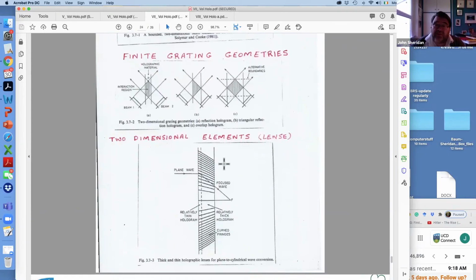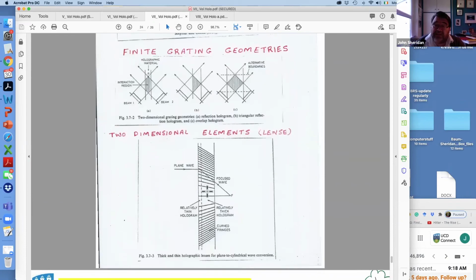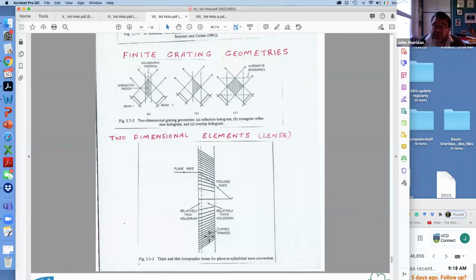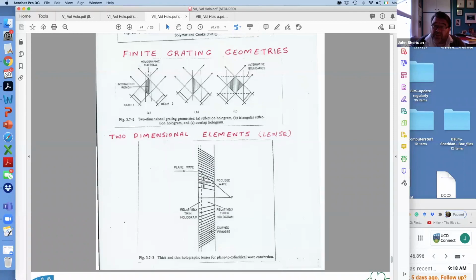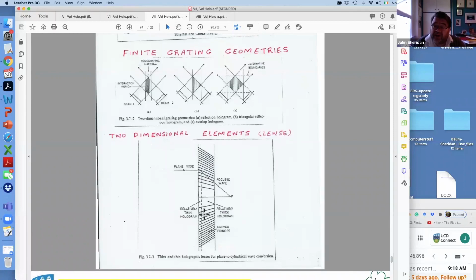These types of two-dimensional elements, this will be a lens. So this would be an on-axis lens. So you've got an interference pattern between, for example, a plane wave and a spherical beam, which is converging on this point. So you'd have a converging beam and a plane wave, and they will produce a set of fringes like this. And as you can see, the periods in X and Y vary either side here, and we can have an off-axis lens.